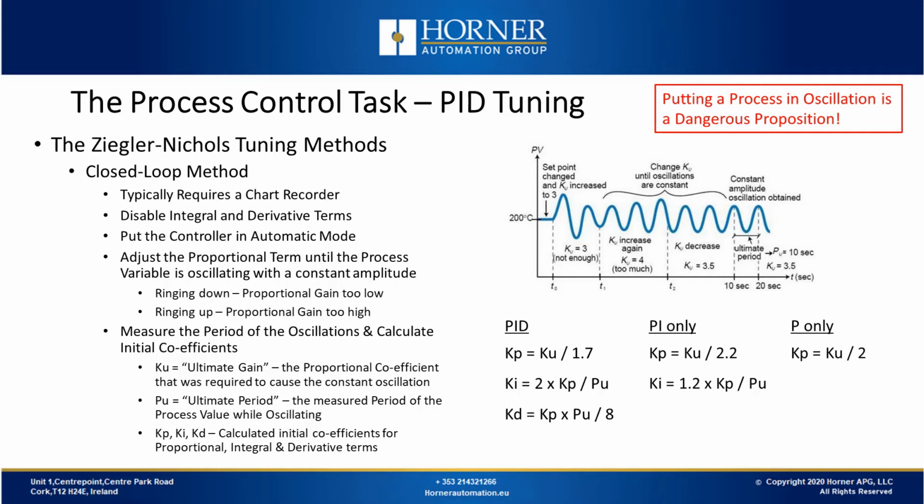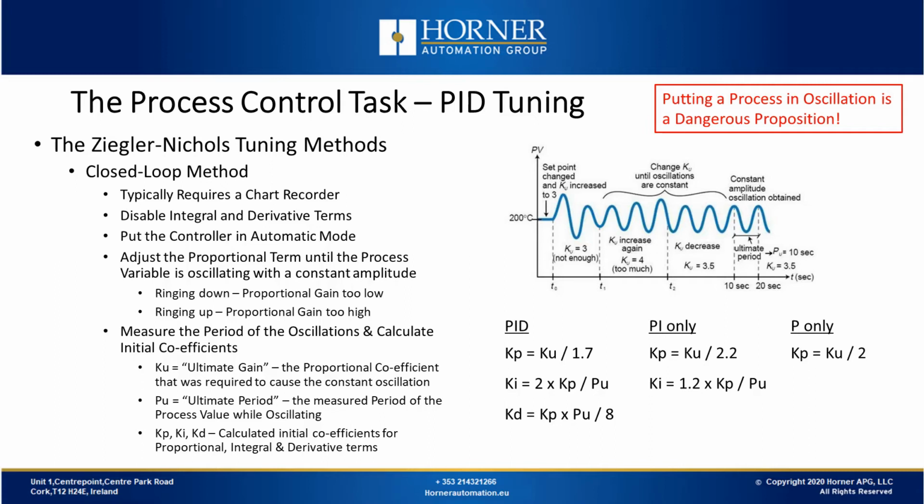Those equations are based on a couple factors. They're based on the ultimate gain, which is the value you plugged into that gain constant to achieve constant oscillation. They're also based on the ultimate period, which is the period of those resulting oscillations. Based on those two variables, you can calculate your Kp, Ki, and Kd.